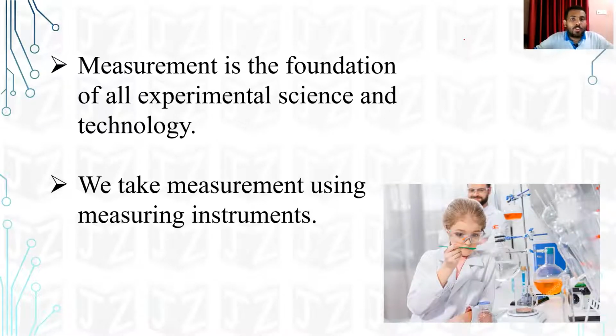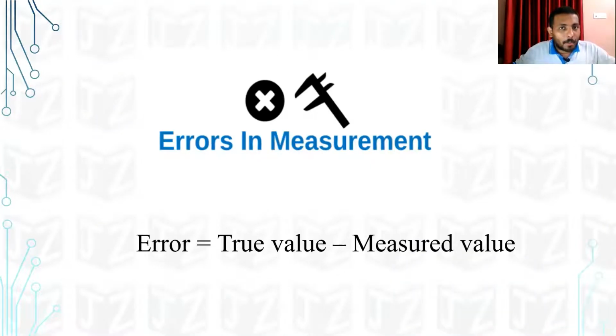Measurement is the foundation of all experimental science and technology. In science, we do a lot of measurements. In daily life also, we have to take measurements. How do we take measurements? We take measurements with the help of measuring instruments. While taking measurements using measuring instruments, there is always a possibility of error. So what error tells you is the deviation from the true value. So basically, error is true value minus measured value.